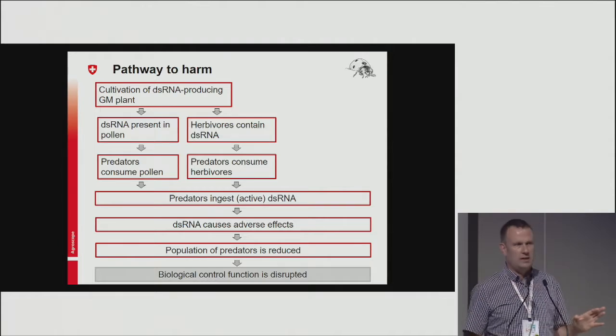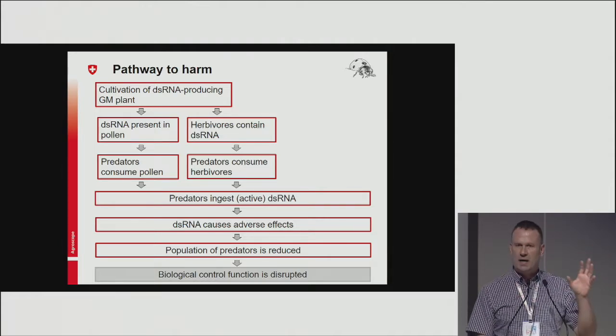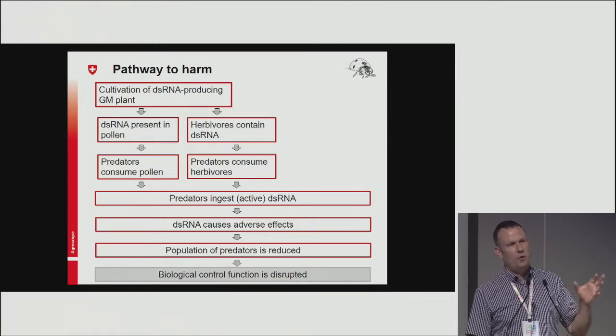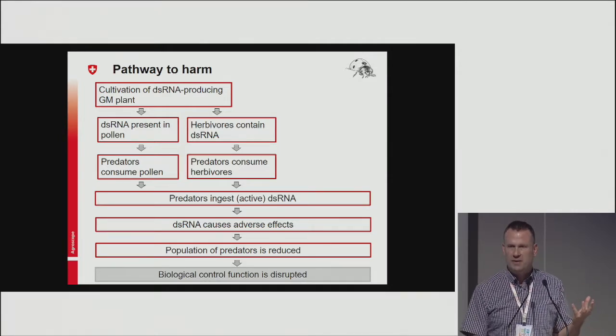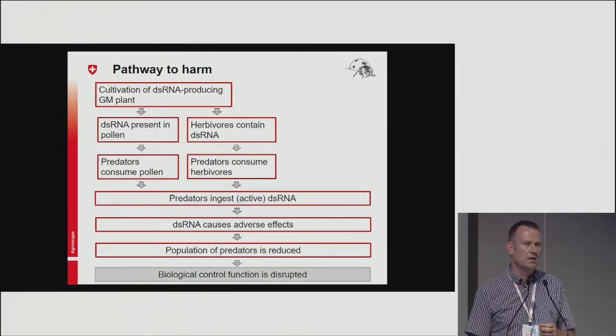We can go in much more detail, but what you see here is two pathways that I have sketched out. On the one hand, the compound could be present in the pollen. It could be that, or it could be picked up by herbivores, insects that feed on the plant. The predator could be ingesting this compound when it feeds on the pollen or when it feeds on the herbivores. If the compound is still biologically active at that point in time, it might cause an adverse effect in the predator. This adverse effect might be big enough to change the populations or reduce the populations of these predators, and this might lead to a disruption of biocontrol.